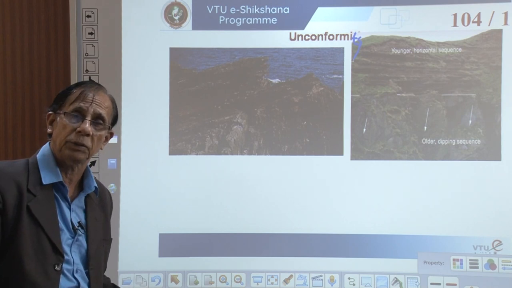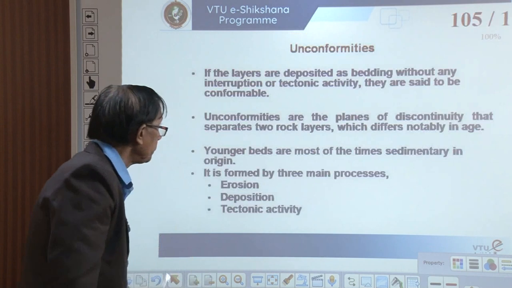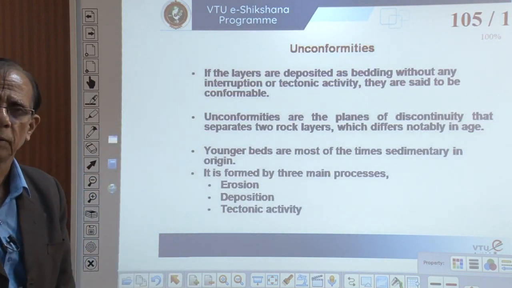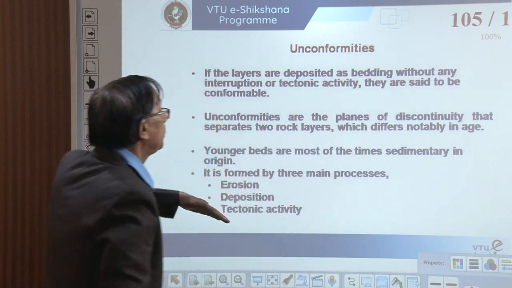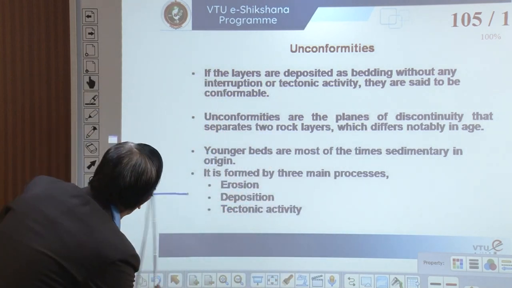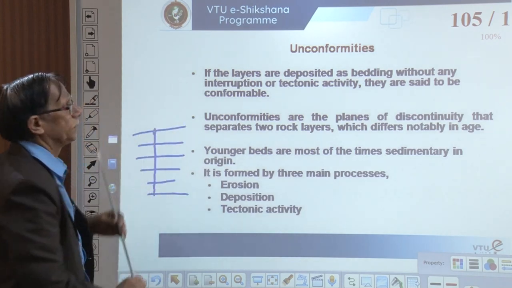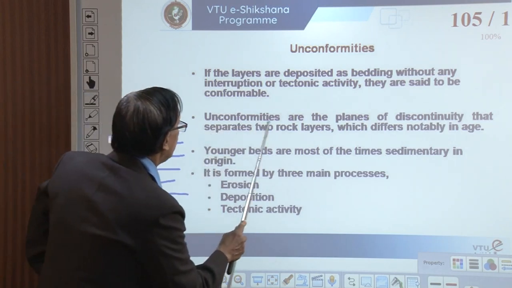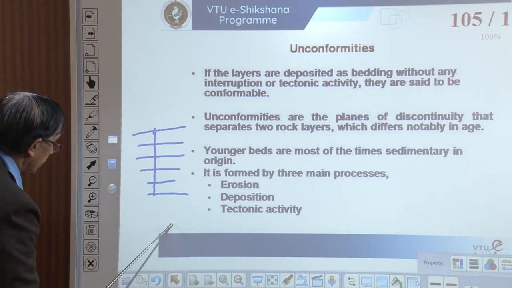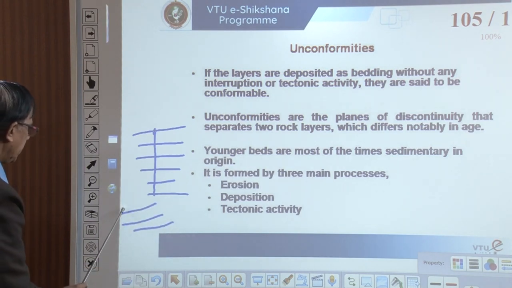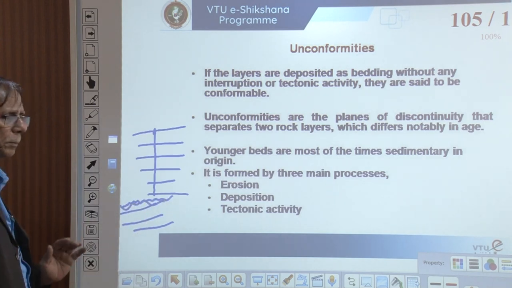This is another kind of structure. We have to be careful about this. What is unconformity? If the layers are deposited as bedding planes without any interruption, it is conformable, continuous. Unconformities are the places of discontinuity. That is, we have a layer of rocks. After some period, there may not be any deposition, some period of gap.